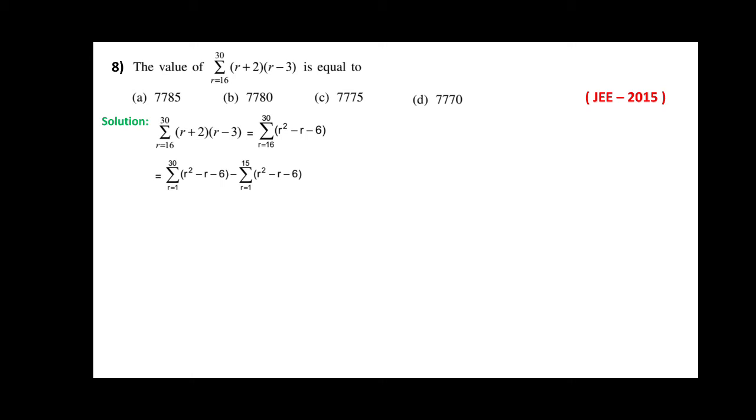So, summation of R square, that is R from R equal to 1 to 30, minus summation from R equal to 1 to 15 of R square, and minus whole minus summation from R equal to 1 to 30 of R minus summation from R equal to 1 to 15 of R whole, minus, and now we have to multiply 6 into 30 minus 15, because we have to multiply 6 into 30 as well as 15 into 6, so that we can take that 6 common, and here it becomes 30 minus 15 within the bracket. Now, we can just apply the formula.